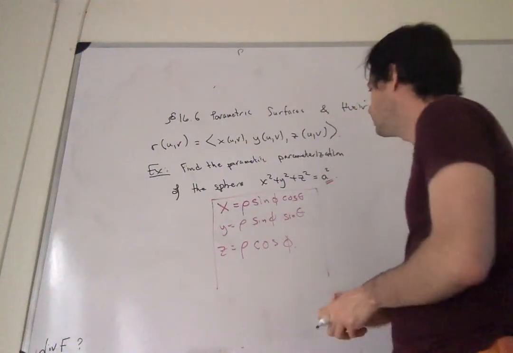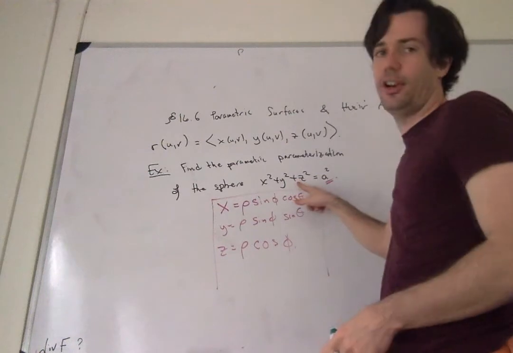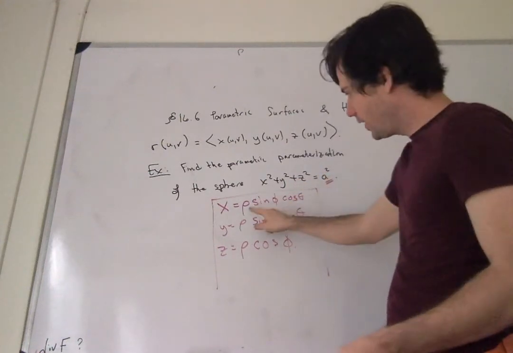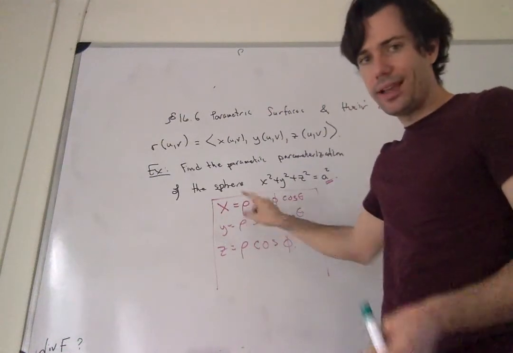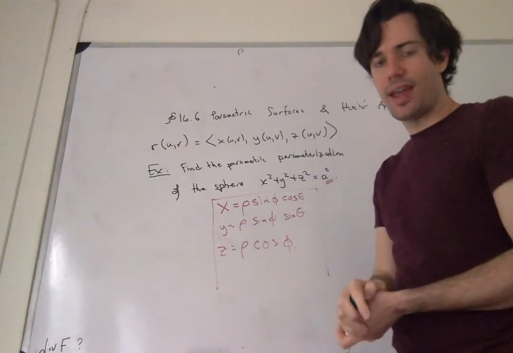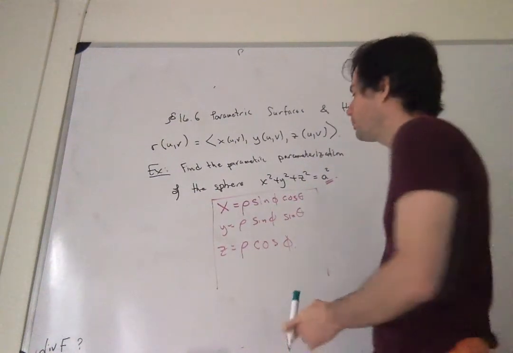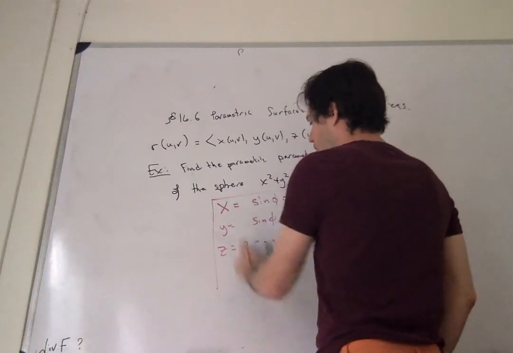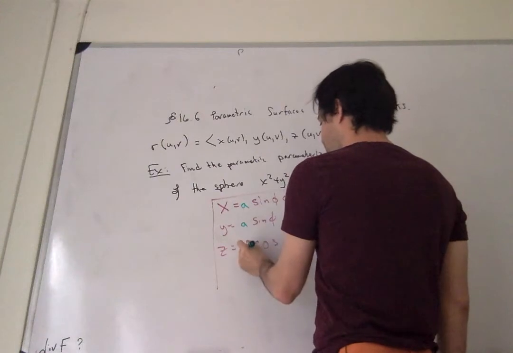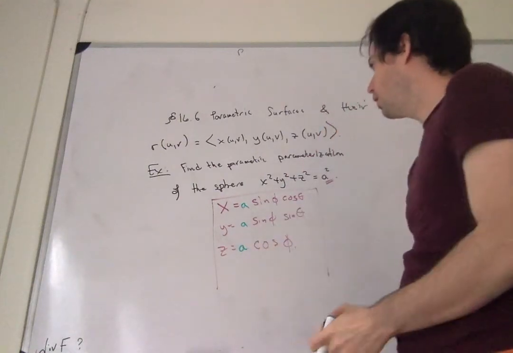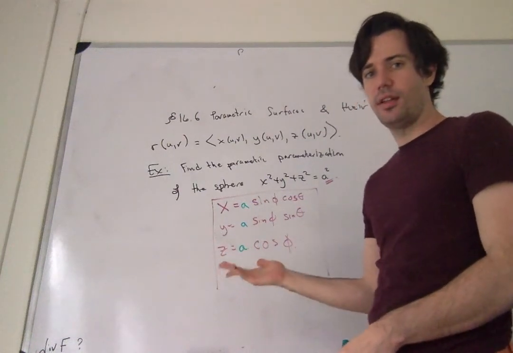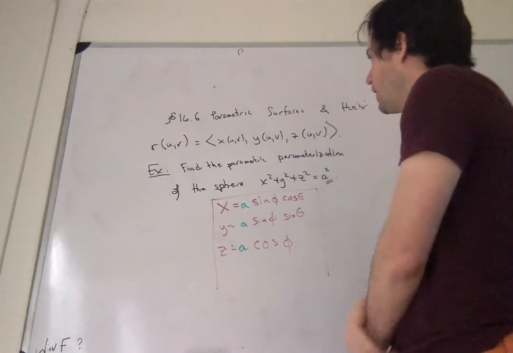Now, this is a sphere, right? A sphere of radius a, and rho is the distance from the origin. Well, you're always a distance a away on a sphere of radius a. So I'm just going to replace all those rhos with a. Okay, so is this not exactly what we wanted? Is this not the parameterization? It is.